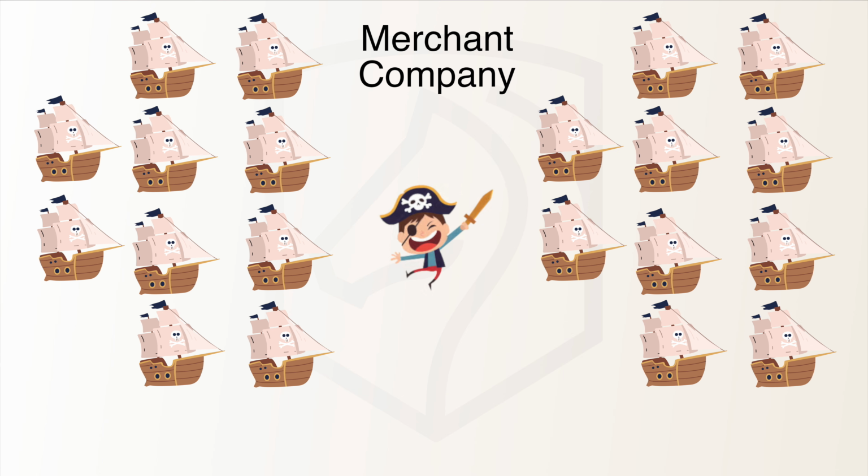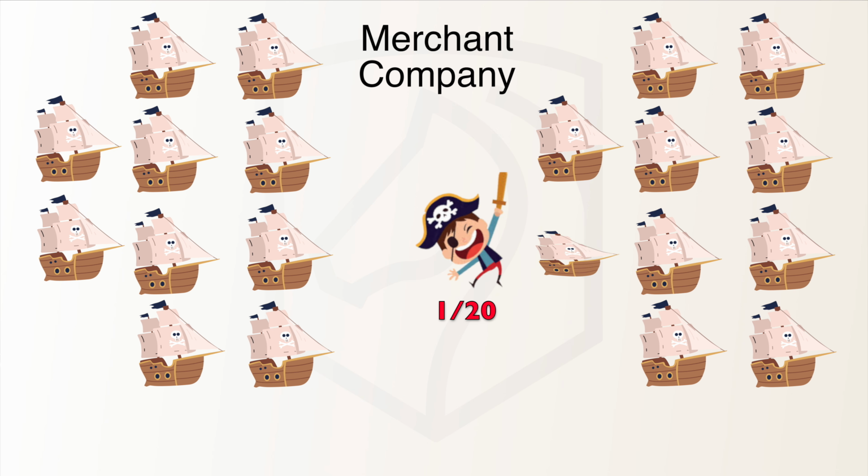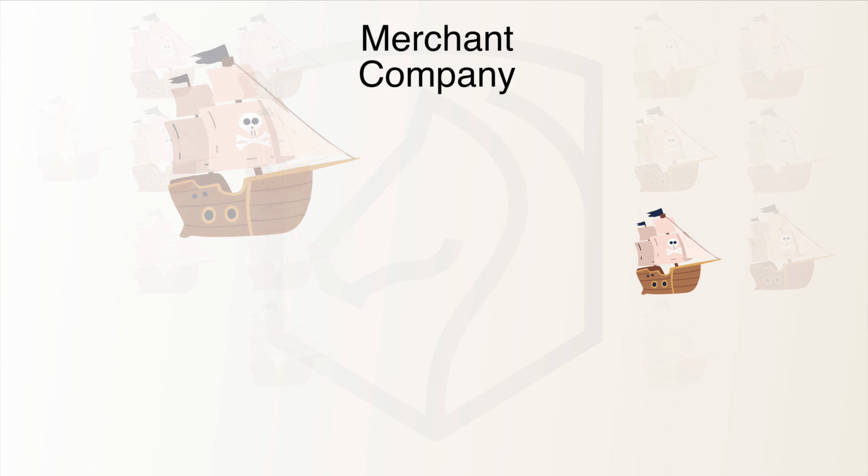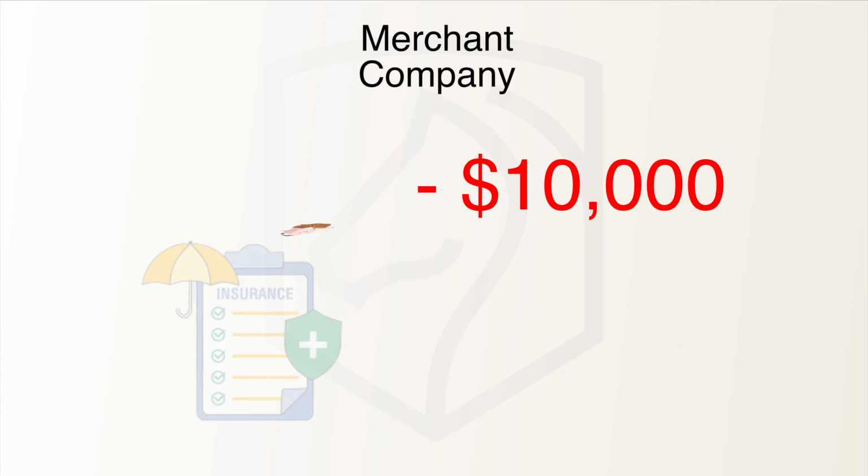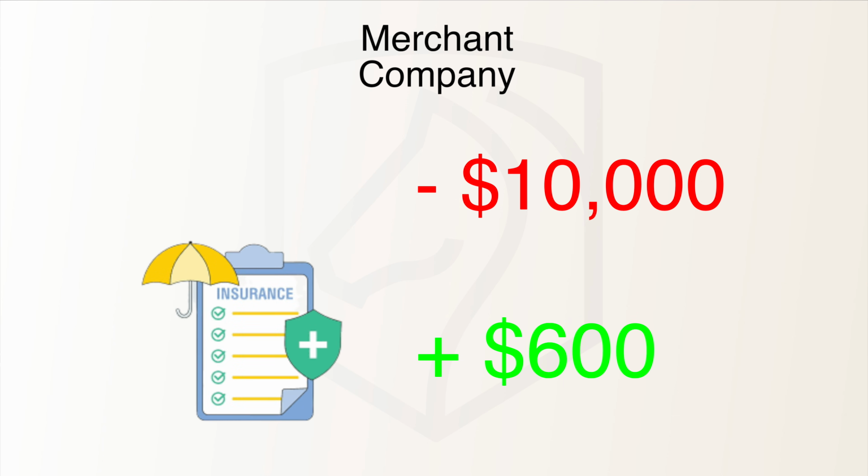An example I really liked to simplify this is from Mark Spitznagel's book Safe Haven, that of a merchant company with ships in Europe that were prone to pirate attacks. They determined that 1 out of every 20 ships would sink. For each sunken ship, they lose $10,000. Their insurance offered $600 per sunken ship to insure. Seems like a bad bet, right?